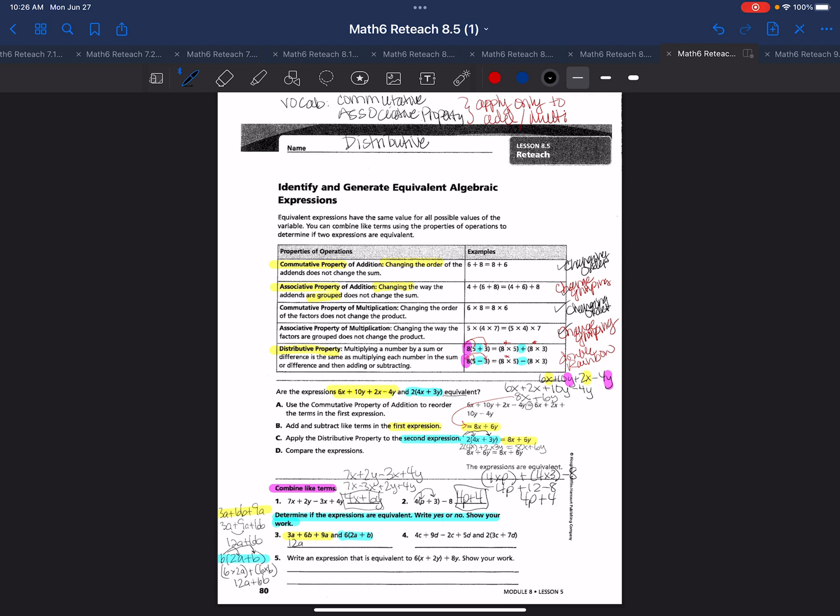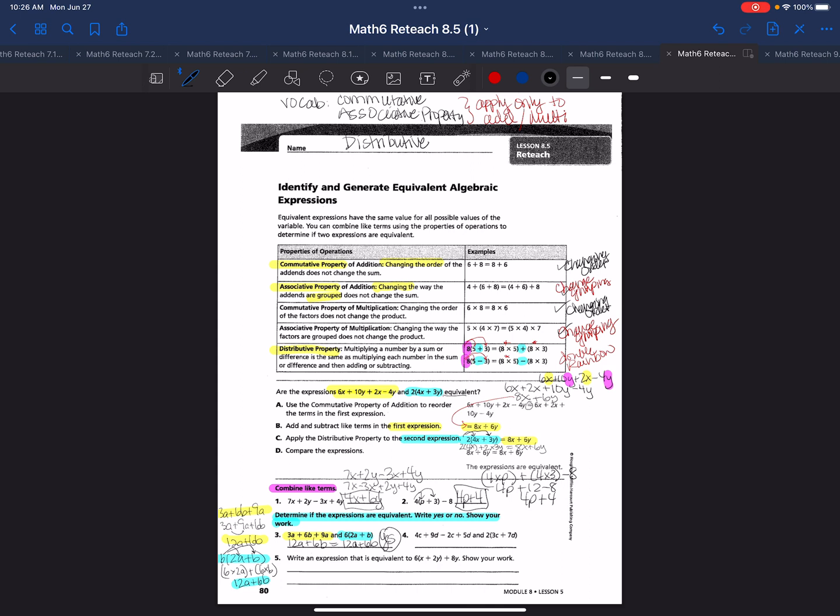So 12a plus 6b is my first expression, and 12a plus 6b is my second. So those are equivalent. Yes. If you could see right there, after I went and generated equivalent algebraic expressions.